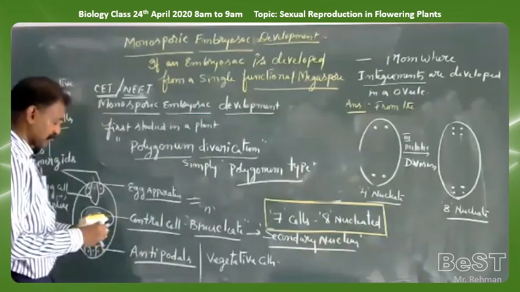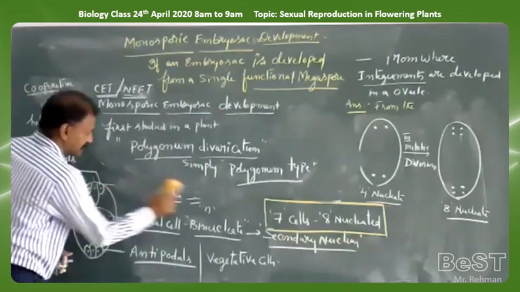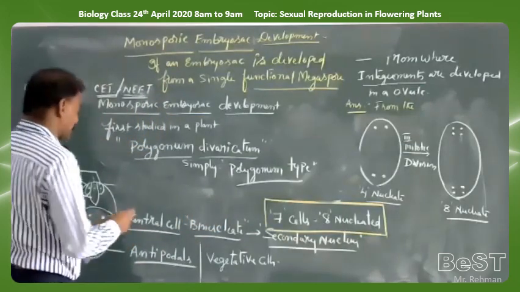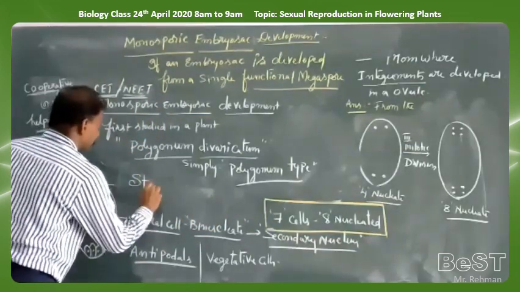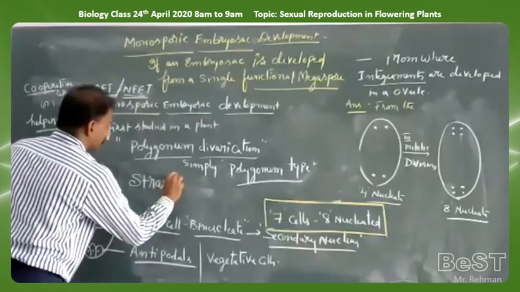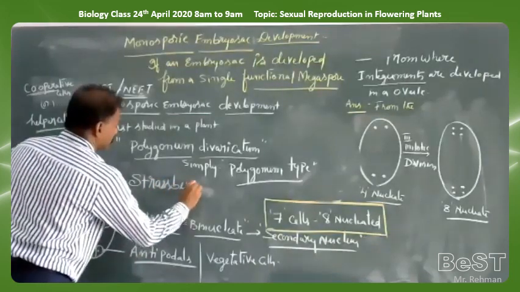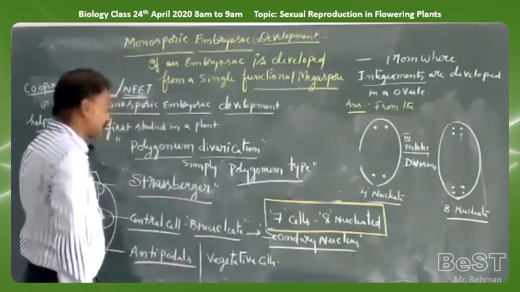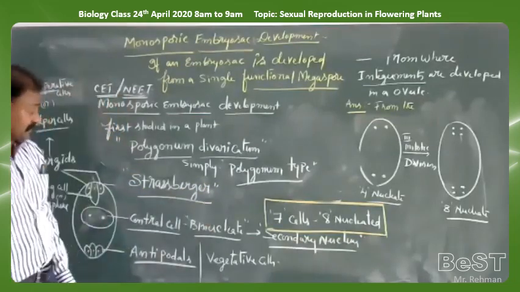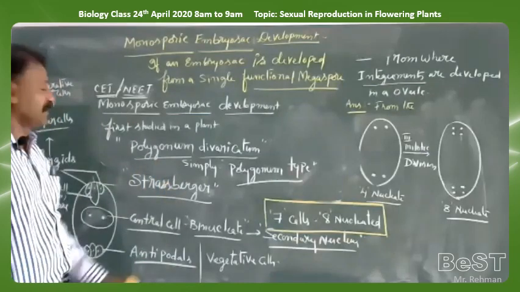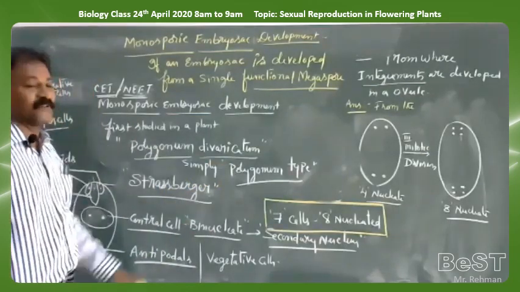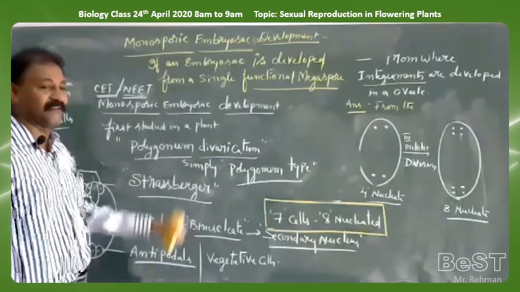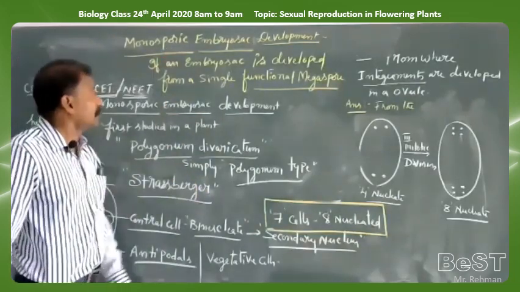And it was first observed by Strasburger. Strasburger was the scientist who studied this for the first time in a plant called Polygonum. So it was considered as Polygonum type of embryo sac development, or monosporic embryo sac development.